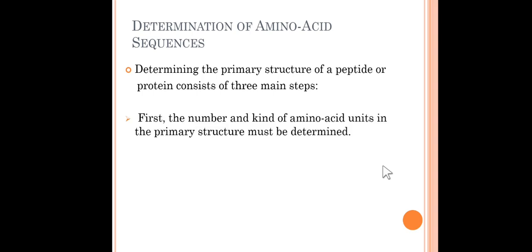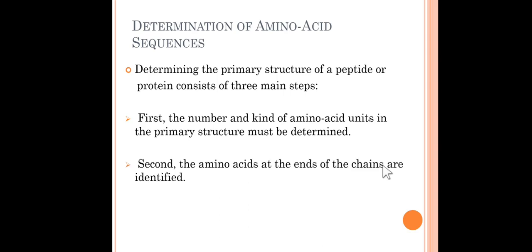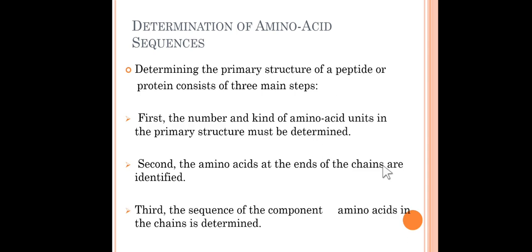First, the number and kind of amino acid units in the primary structure must be determined. Then the second step is that the amino acids at the ends of the chains are identified. And the third step is the sequence of the component amino acids. That means except the ends, we need to determine the other component amino acids in the chain to know the complete structure or sequence of any peptide.